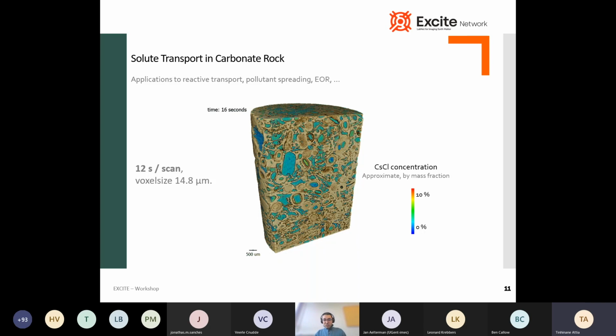Here, the change in concentration is color-coded, and you can see, for example, in these pores, which are located on the left-hand side of the sample, the concentration of cesium chloride increases faster than in the other pores.